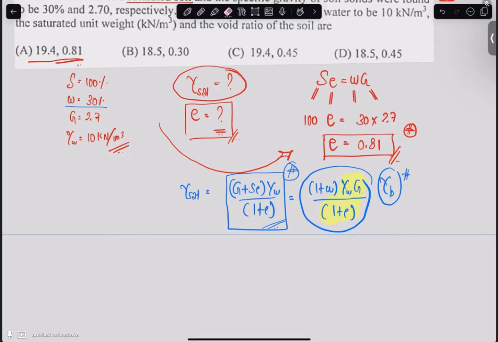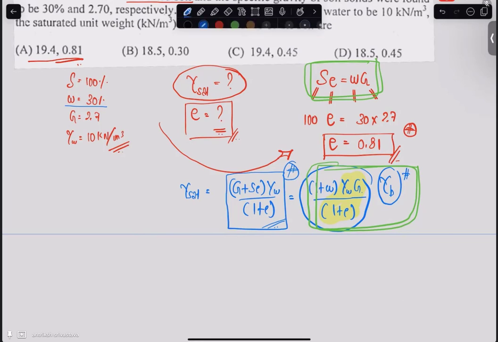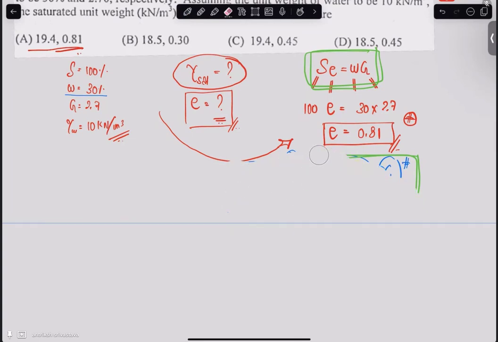So if you remember just this formula, let me circle it, your life will be very easy when you are trying to solve these kinds of questions. You don't have to remember a bunch of formulas. So let us solve for the value of gamma sat.